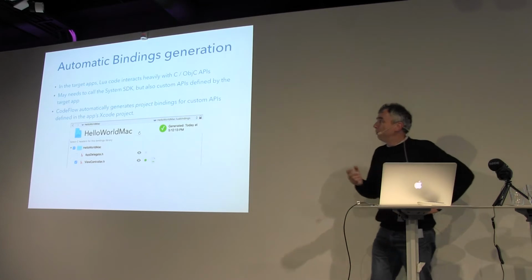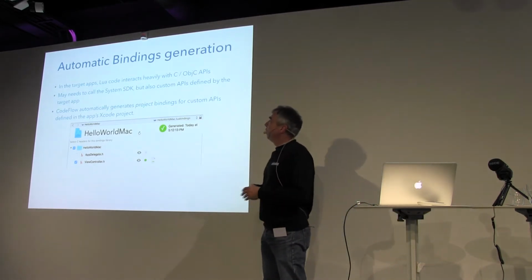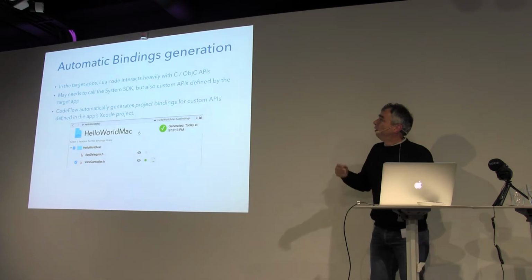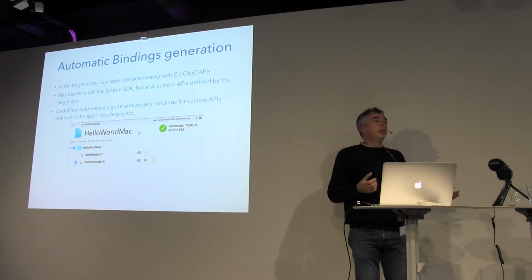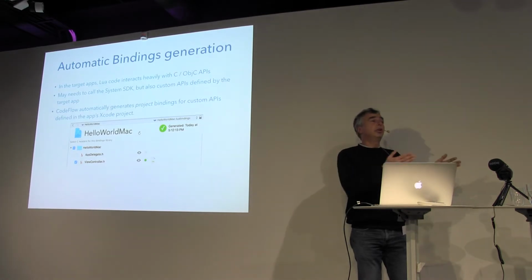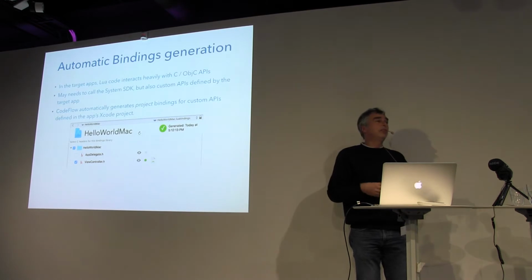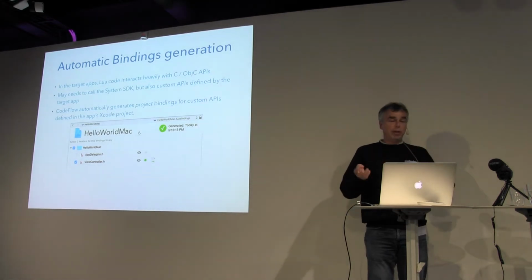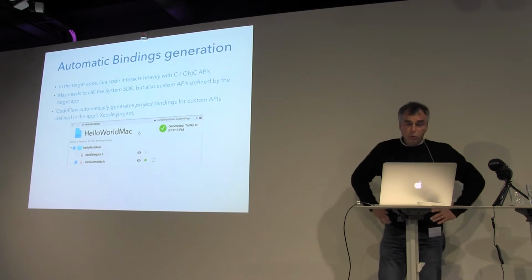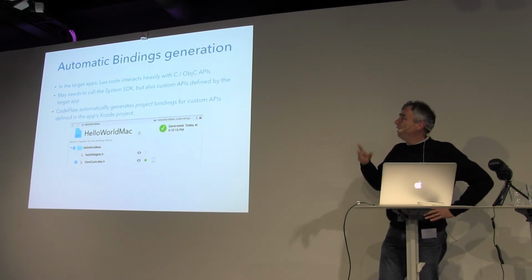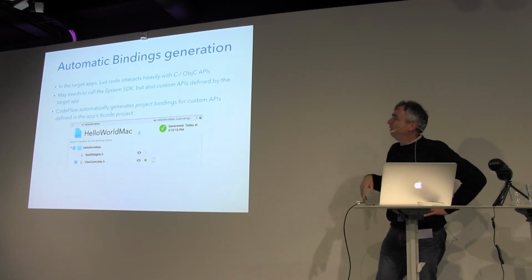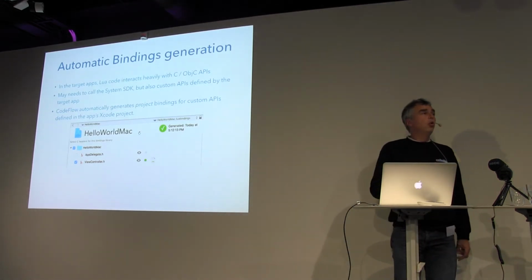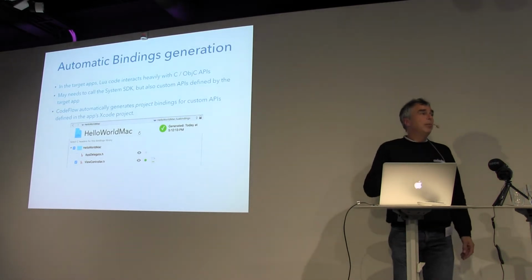And so the Lua part of the application needs to access the system SDK, the iOS SDK or macOS SDK, but also any custom API used by the target application. If the application uses a third-party framework, the Lua may want to access it. If the application defines some internal API that it wants to expose to the Lua part, it shall do so. That's why CodeFlow generates project bindings on the fly for all the API defined in the .h files of the Xcode project of the application. Xcode is a development system provided by Apple.